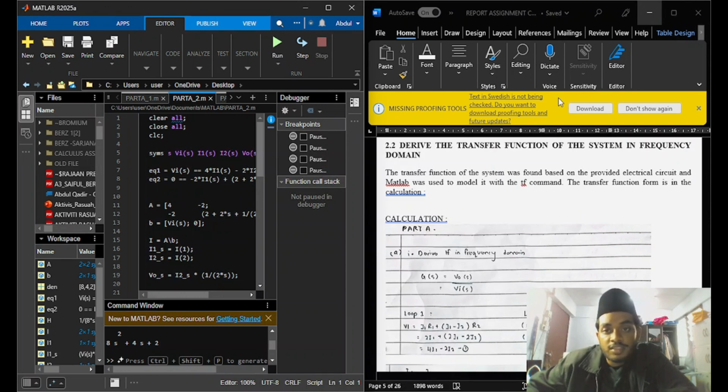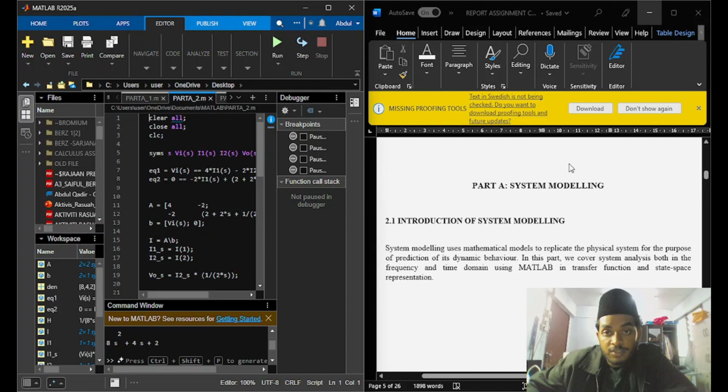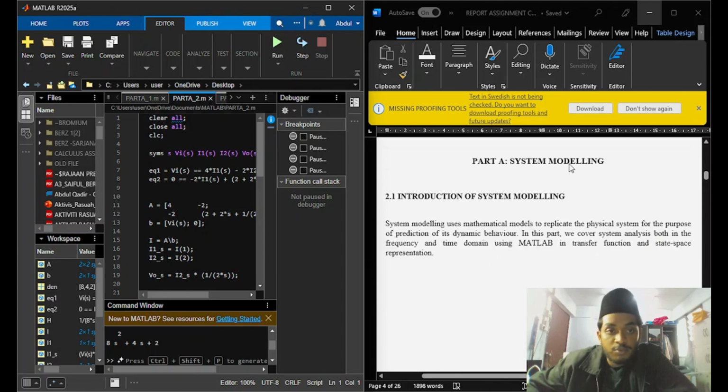Today I'm going to present my part, which is part A, where I did the simulation and coding. Part A is system modeling of our control system project. In this section, we focus on representing the system both in frequency domain and state space form, and then simulating its behavior using MATLAB. So this is my MATLAB and the coding.